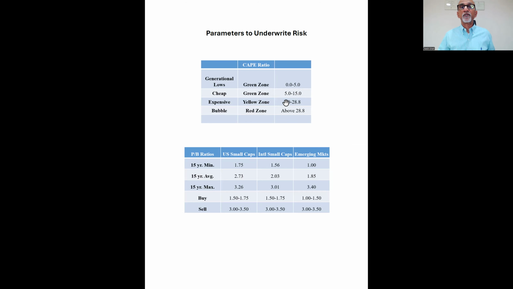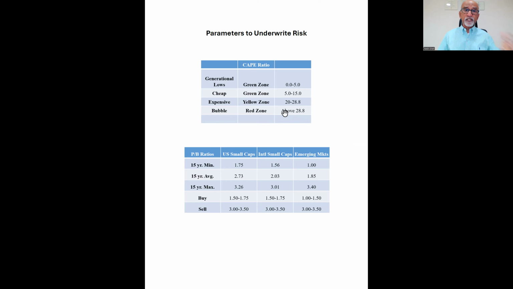But as soon as you get into the range of 20 to 28.8, it's a caution zone, the yellow zone, meaning it's getting to full value. And if it's in the red zone, which is 28.8 or above, then it's getting toward a bubble. So right now we are in that kind of situation. I'm not predicting any huge downturn, but for myself, I'm being very cautious. This tells me whether the market is overvalued, undervalued, or trading at fair value.